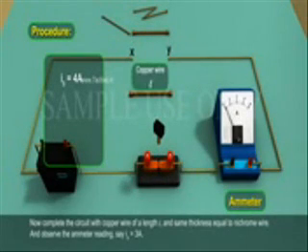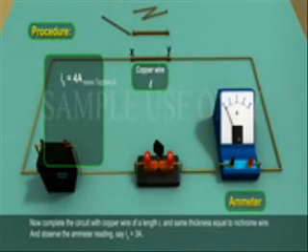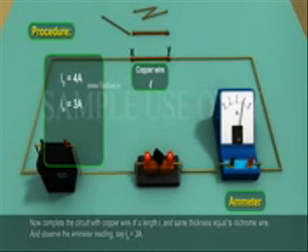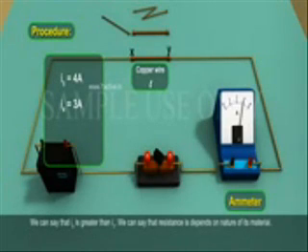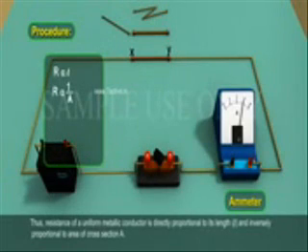Now complete the circuit with copper wire of length L and same thickness as the nichrome wire. And observe the ammeter reading. Say I4 is equal to 3A. We can say that I4 is greater than I1. We can say that resistance depends on nature of its material. Thus, resistance of a uniform metallic conductor is directly proportional to its length L and inversely proportional to area of cross section A.